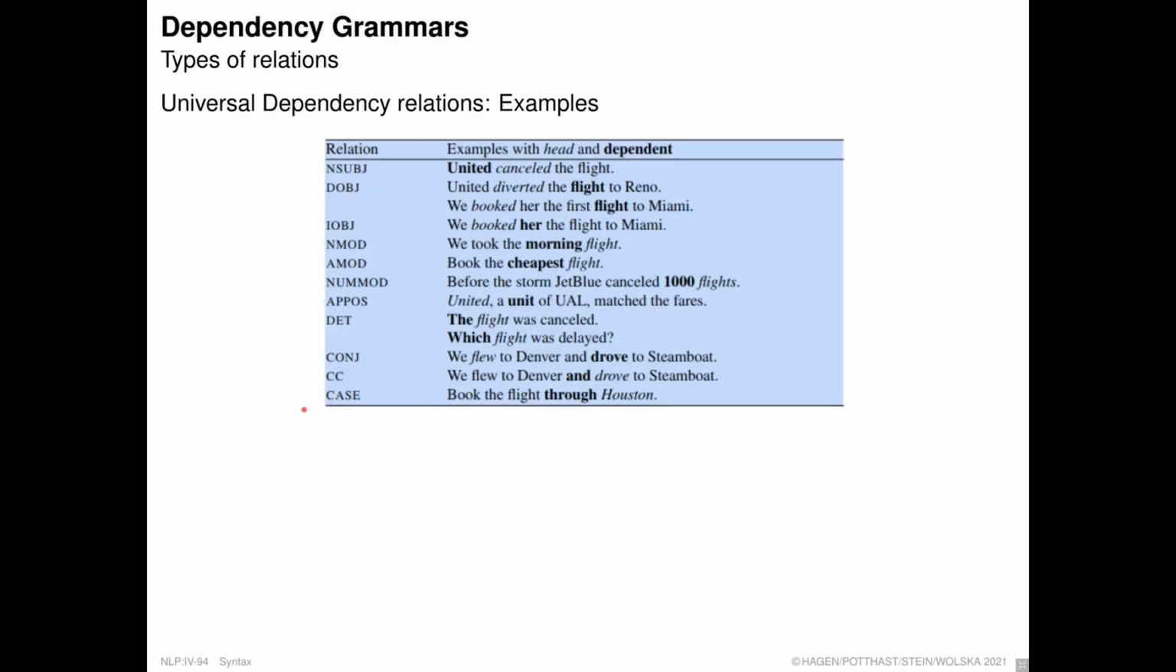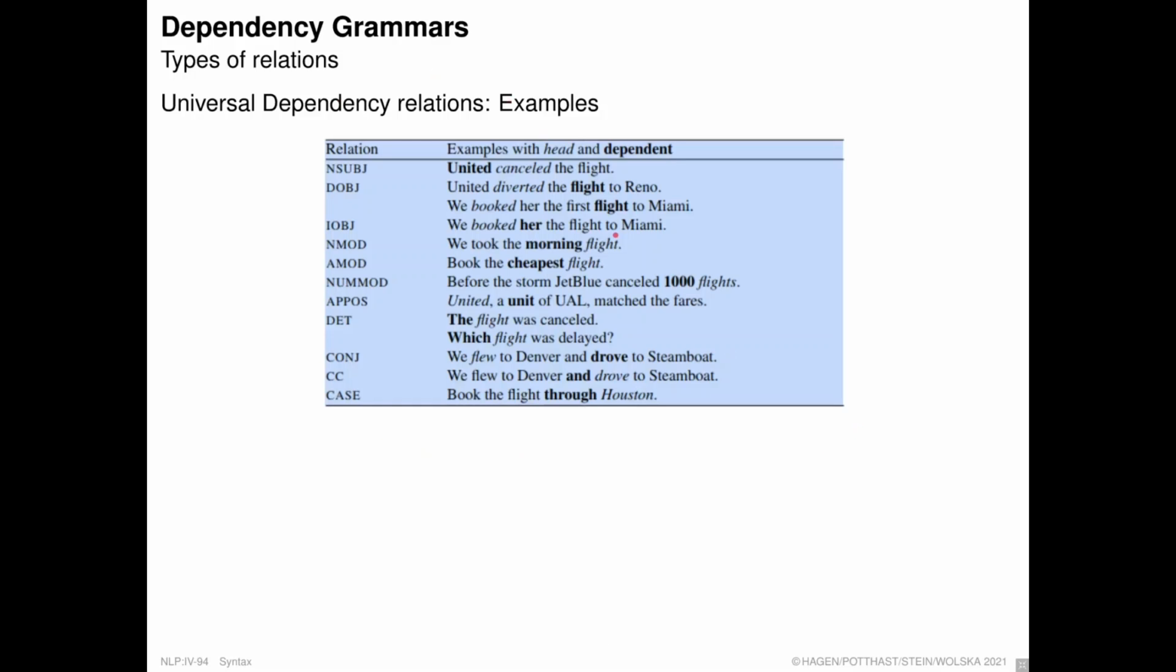And here's an example of a case relation. Book the flight through Houston. Houston will be the head, and the preposition through will be an example of a case relation. Is this clear? Are all these grammatical relations clear to you? Is this new?